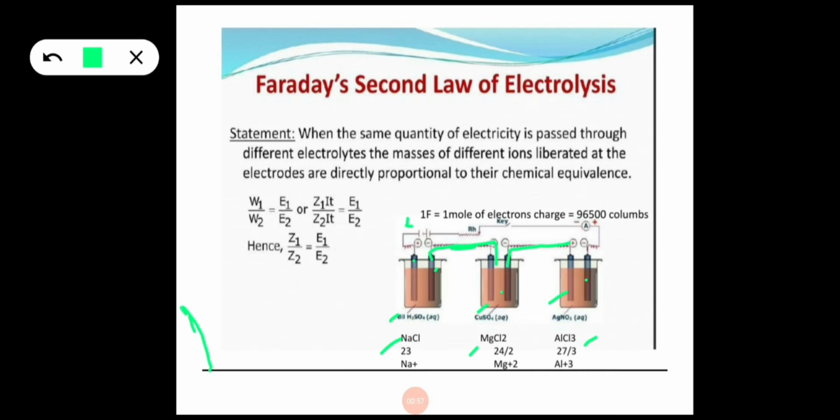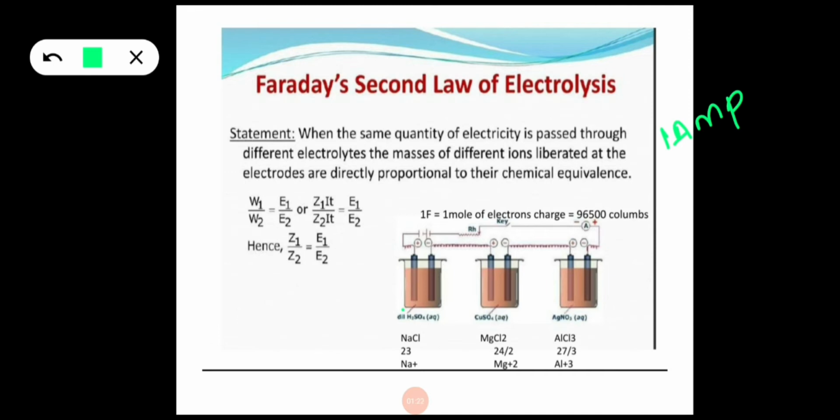This is the positive terminal, this is the negative terminal. Negative will be connected to positive, and again positive of one cell will be connected to negative. So if the connections are like this, we call it a series connection. All these electrolytic cells are connected in series. Now 1 ampere current is made to pass through this electrolytic cell.